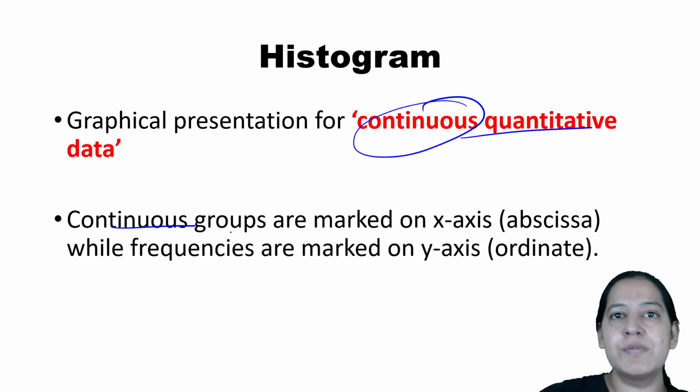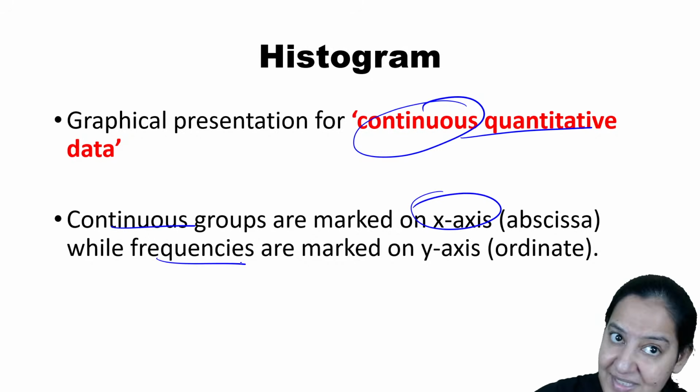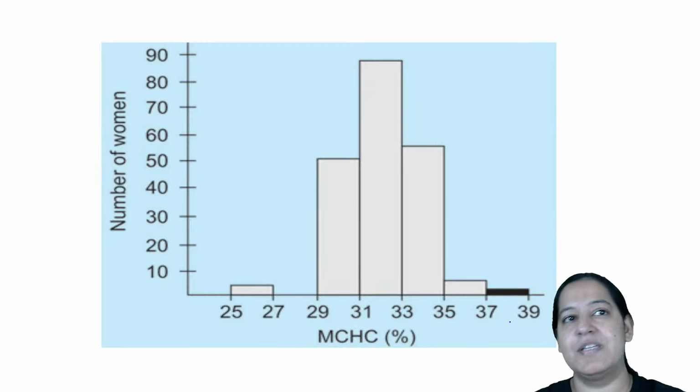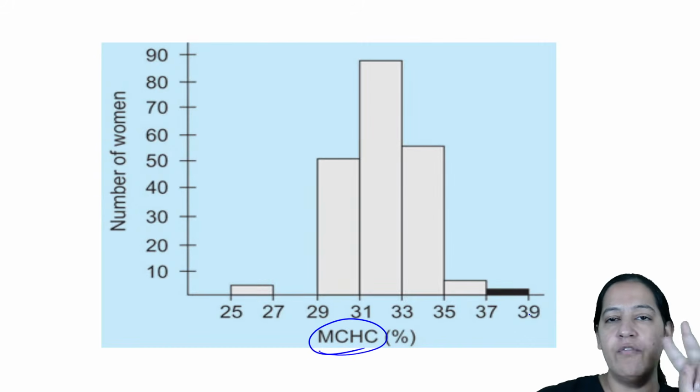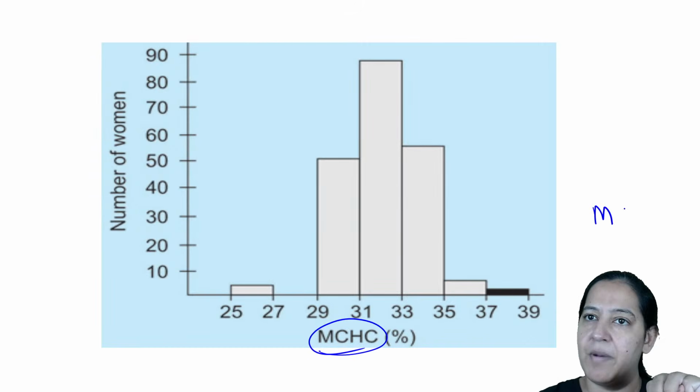So the continuous groups are taken on the x-axis and frequencies of those are marked on the y-axis. Let me show you. Can you see? This is the number. This is the MCHC. You know we have three indices in the blood.